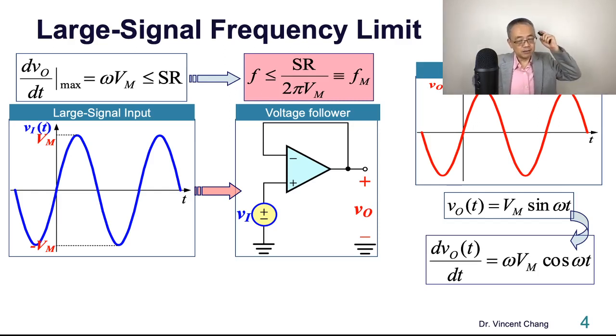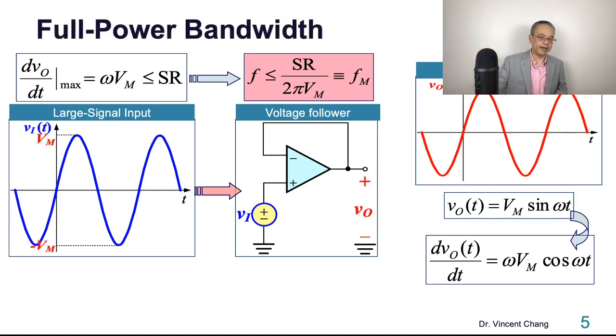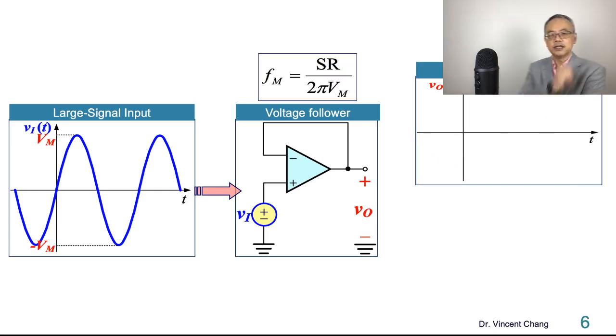I hammered this keyword many, many times. You have to get this. That large signal frequency limit is called full power bandwidth. It's directly related to the slew rate. By definition, it is the slew rate divided by 2 pi V capital M, where V capital M means the rated output voltage. So two things decide the full power bandwidth. Number one, slew rate. Number two, rated output voltage.